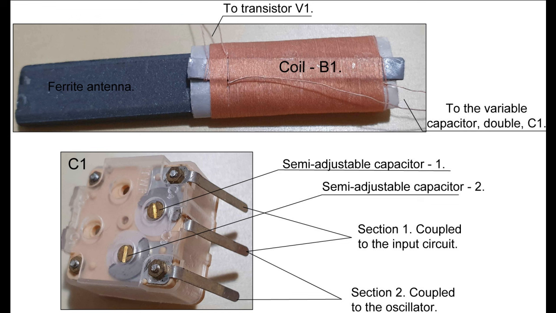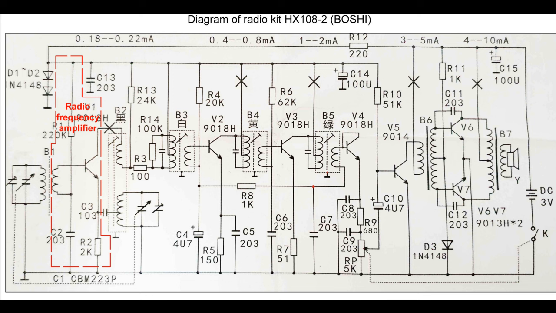The capacitor C1 has two sections and includes semi-adjustable capacitors, in parallel with the variable sections. These semi-adjustable capacitors are used for fine adjustments or for aligning the input circuit and the local oscillator, in order to obtain the intermediate frequency of 455 kHz. Transistor V1, S9018H, has the role of radio frequency amplifier, local oscillator and mixer.